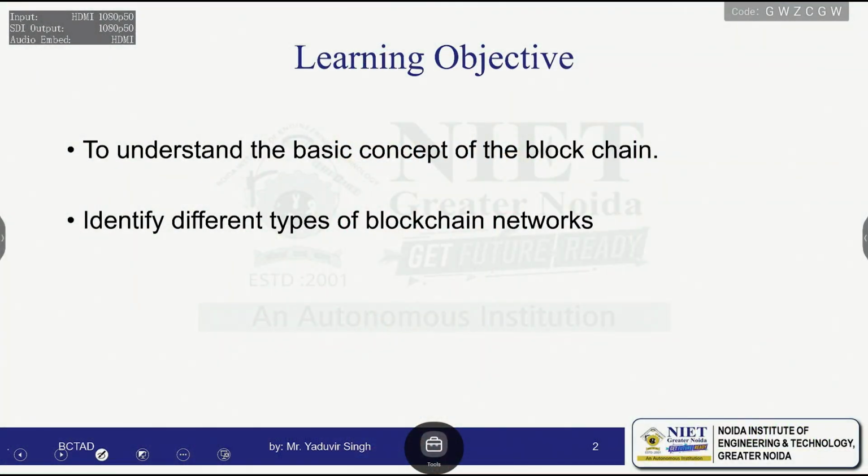When we are studying this subject, blockchain is a preview of the emerging technologies, and in this ICT world we are continuously upgrading ourselves. So, we have to have the basic concepts of blockchain technology. Now, I will tell you about the learning objectives of the subject. The first is to understand the basic concept of a blockchain. The second is to identify the different types of blockchain networks. Why am I talking about the learning objectives? We have to study things as per certain basic fundamentals.